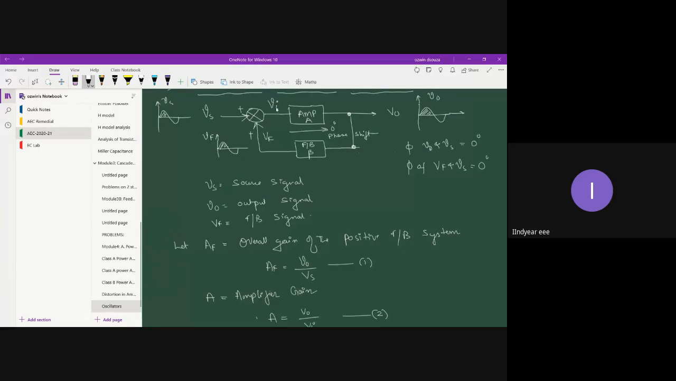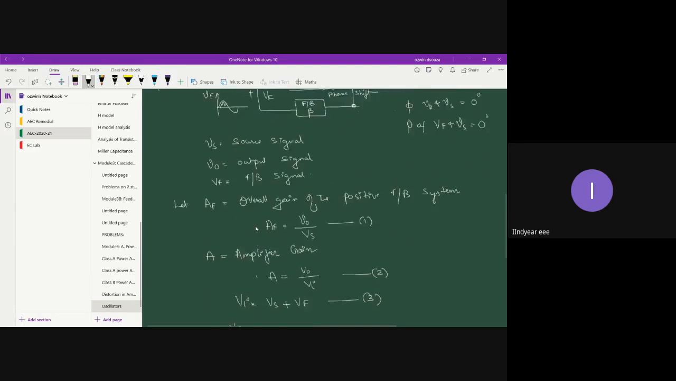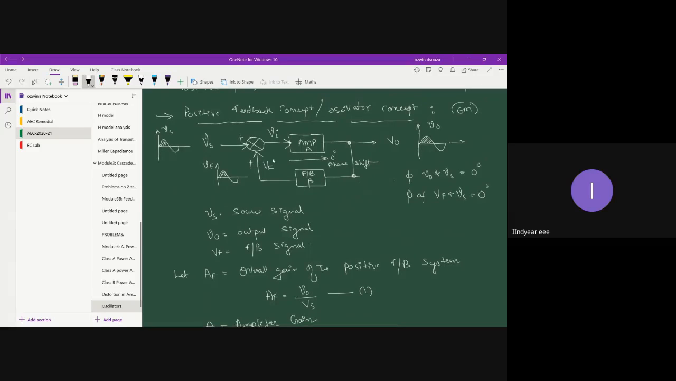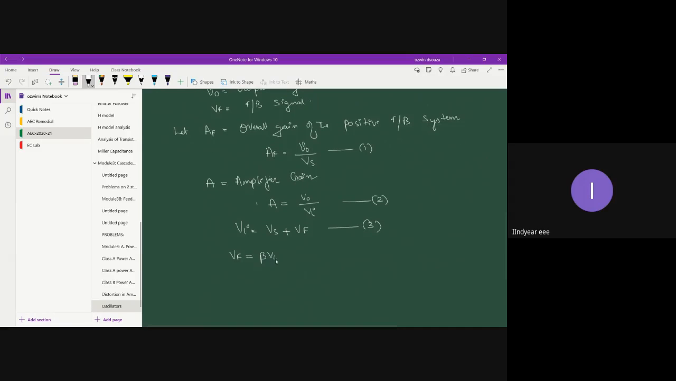Vi is basically the signal that is getting applied to the amplifier block, which results from the addition of source signal Vs and the feedback signal Vf. So mathematically, you can write Vi as the addition of the source signal and the feedback signal. The feedback signal Vf is the output V naught times the feedback factor beta. So Vf is basically beta times V naught, where beta is the feedback factor and V naught is the output signal.